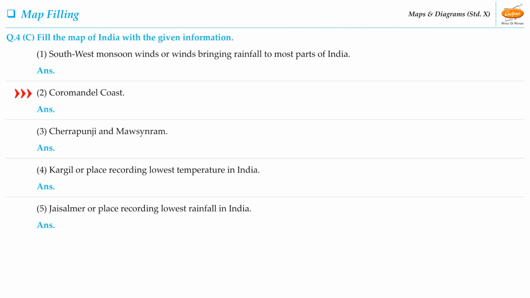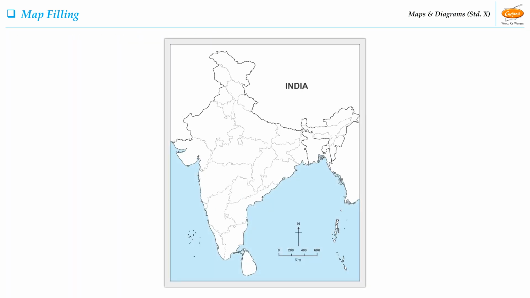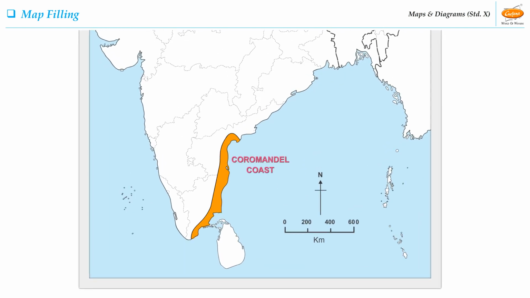Now, let us move to the second question of this activity. Mark the Coromandel Coast on the map of India. Students, the area highlighted on screen is the Coromandel Coast.